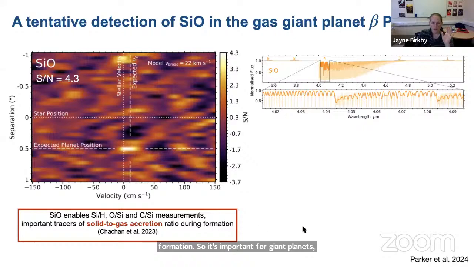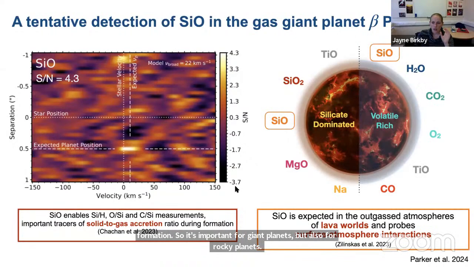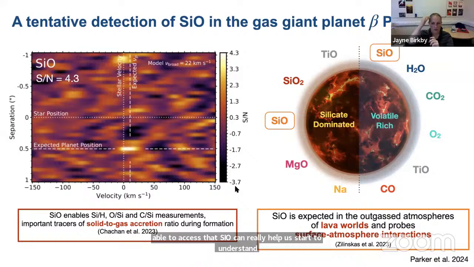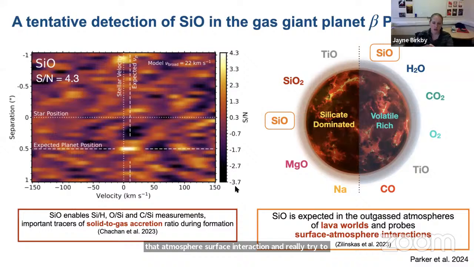We're very much interested in SiO as one of the main constituents that we might observe in the outgassed atmospheres from lava worlds, be they silicate dominated, so sort of really rock vapor atmosphere, or whether there's volatiles in there. Being able to access that SiO can really help us start to understand that atmosphere surface interaction and really try to see whether we can understand more about the outgassing of secondary atmospheres like the one that formed on Earth.